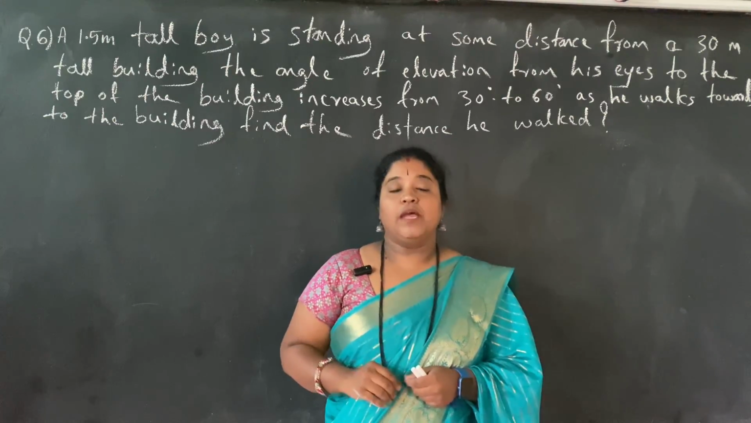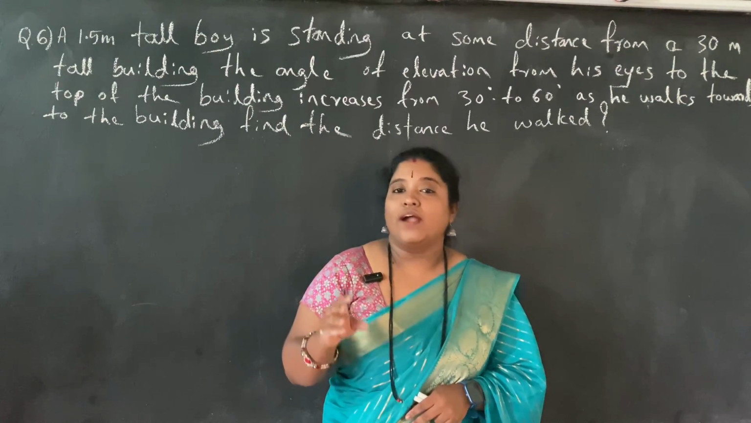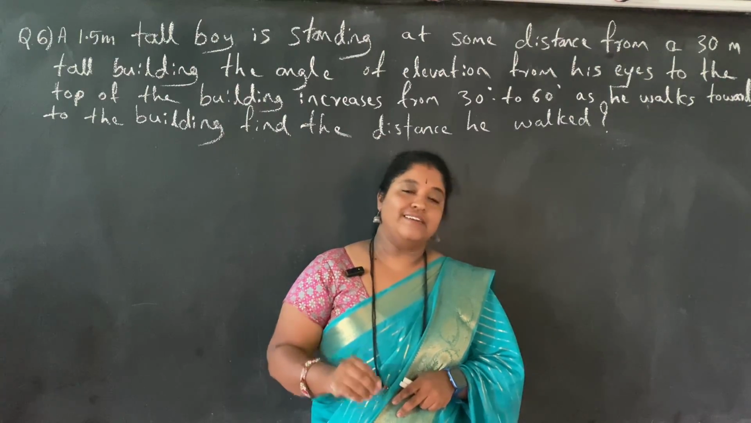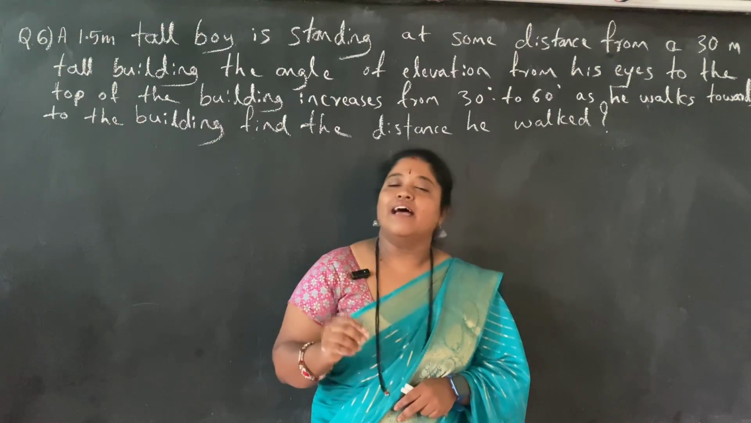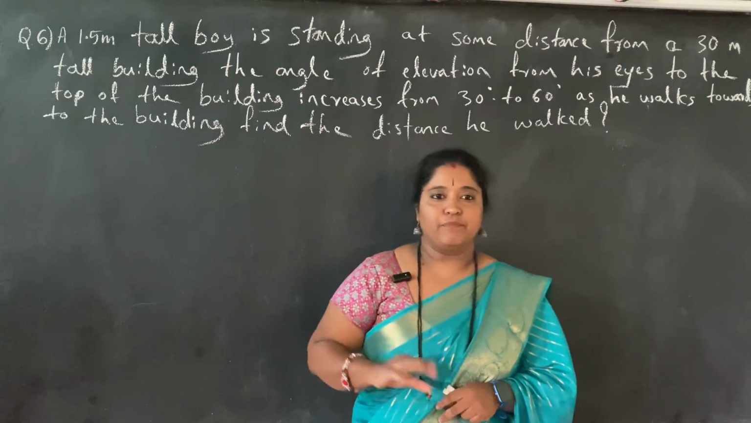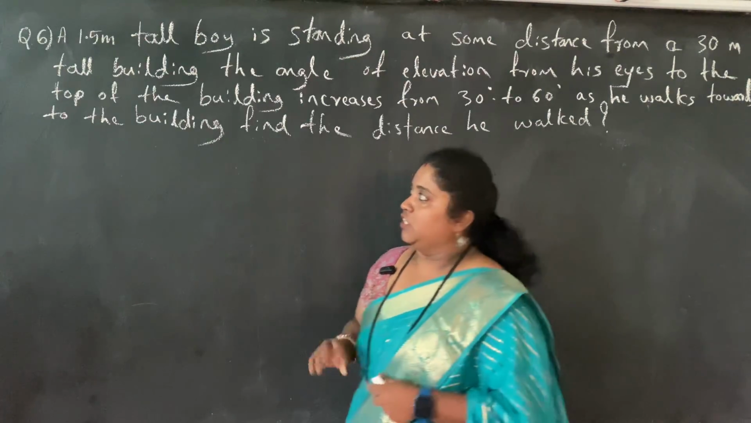Please go through them. First read the question 4 to 5 times. Once you understand the question properly, try to draw the diagram. Once you draw the diagram, analyze the diagram, and you will get the answer. We'll do the same thing with this. Now look at question number 6.